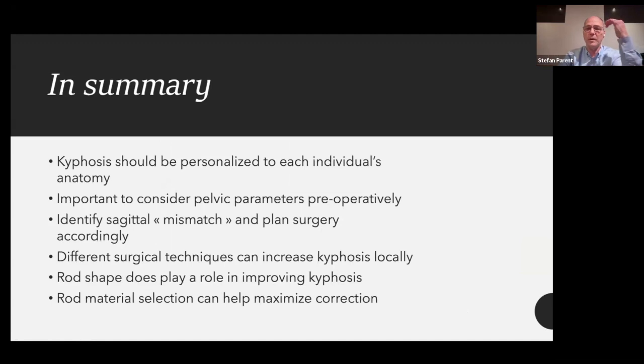It's important to consider pelvic parameters pre-op and try to find if there's any mismatch between the thoracic kyphosis and then plan your surgery accordingly. Different surgical techniques can increase kyphosis locally, and anterior release can really help you shorten the front of the spine, while your osteotomies will help extend the back of the spine. Rod shapes will help you get your kyphosis back, and then rod material selection, knowing which type of material you can use between titanium, cobalt chrome, stainless steel, and more recent materials, will help you maximize that correction.